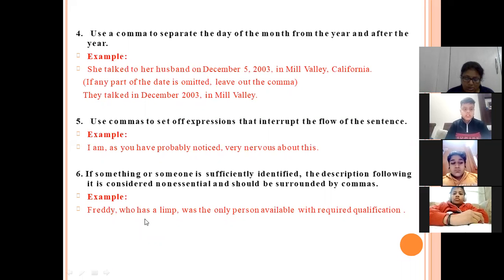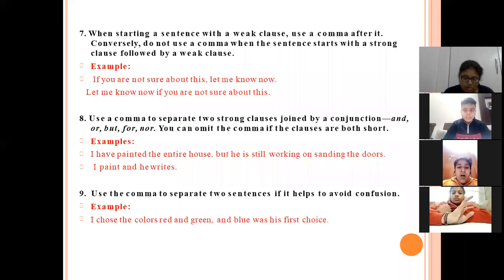Next is, let me share the screen. Yes, let me take the 7th one. Now the 7th one says when there are two clauses in a sentence. Clauses, what are they? A set of words which are giving full meaning. So now you can see here are two sentences. First one is: if you are not sure about this. Second one is: let me know now.